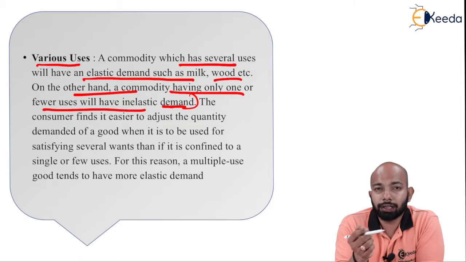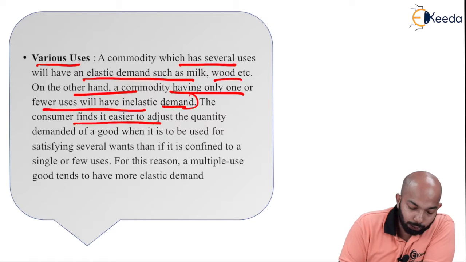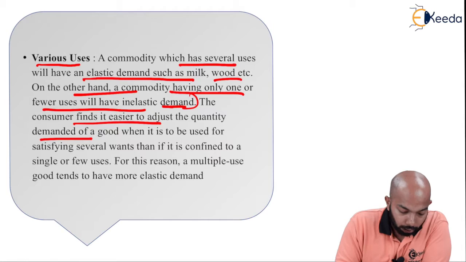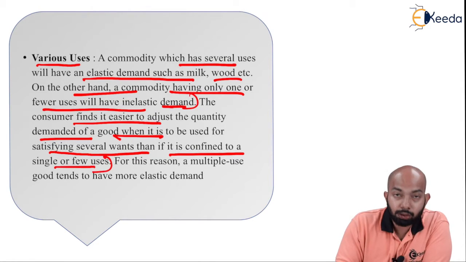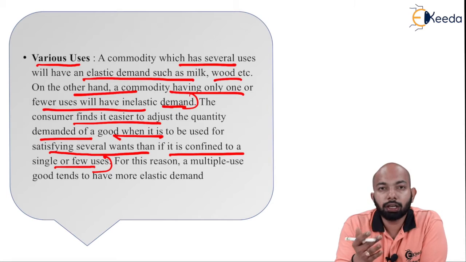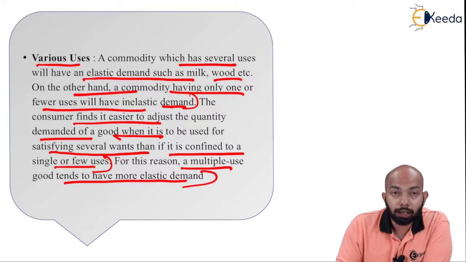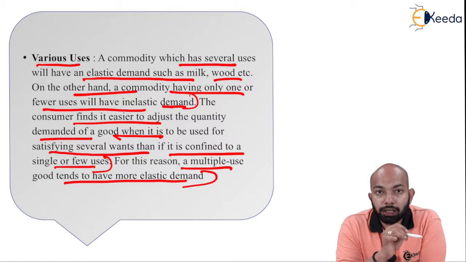You will still think about whether you have the willingness to do that much expense. The consumer finds it easier to adjust the quantity demanded of a good when it is used for satisfying several wants than if it is confined to a single use. So if there are multiple uses, I won't think about what the price is, but if there is only a single use, I would still think if I have the willingness to pay that amount. For this reason, a multiple use good tends to have more elastic demand. So depending on the various uses of goods, the demand will differ.